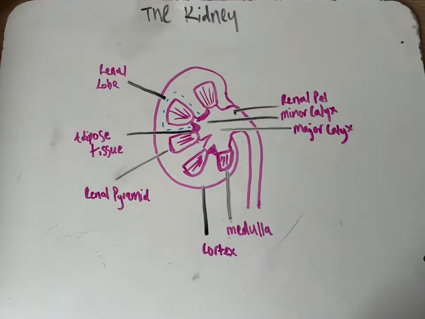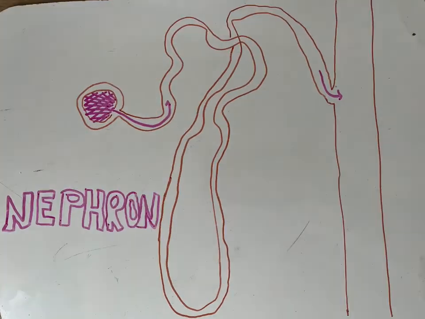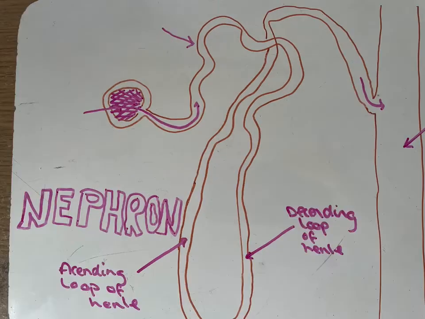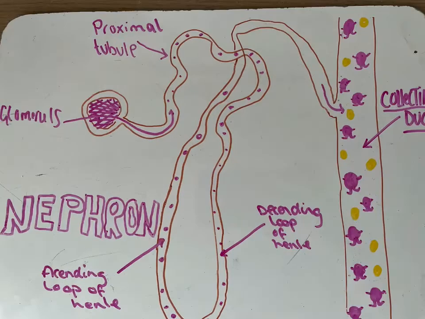Fun fact, 90% of filtered water is reabsorbed into circulation. In nephrons, water is filtered and then passes out of the loop of Henle into distal tubules and collecting ducts, where membranes become permeable and water is reabsorbed.